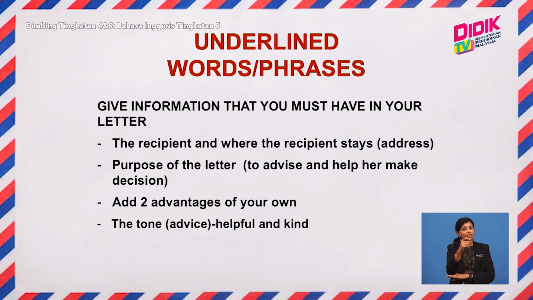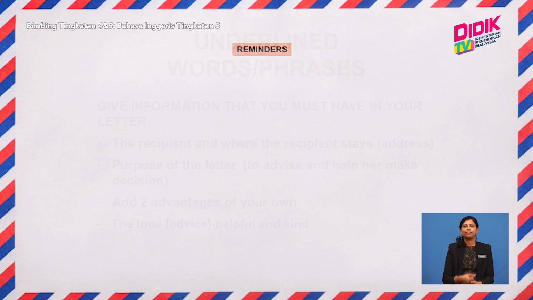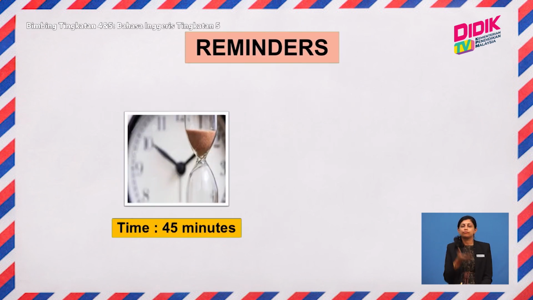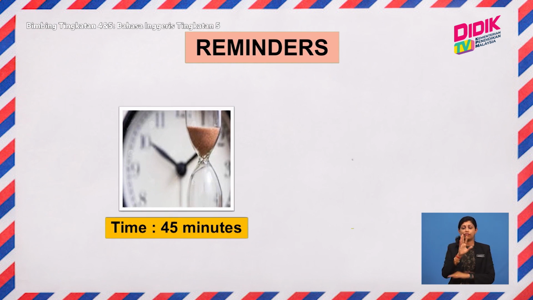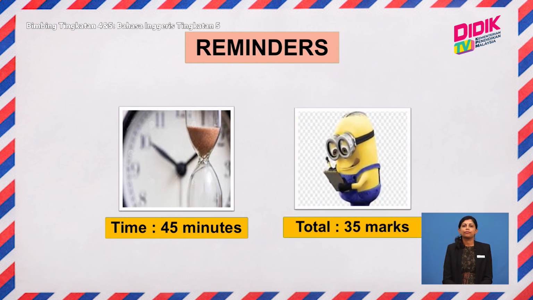Let's look at the question again. You are supposed to be able to identify all the underlined phrases and words because they make up the task in this question. I've mentioned this before. Don't forget, you only have 45 minutes to spend here, and your total marks is 35.